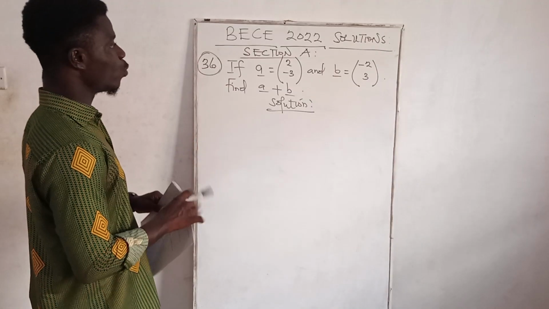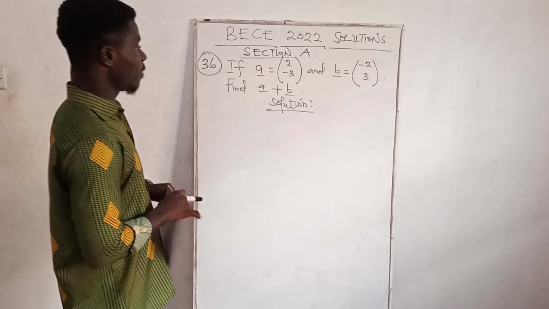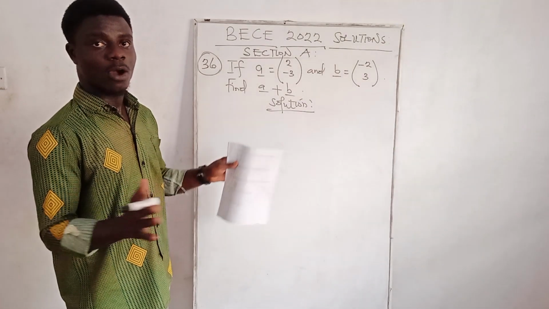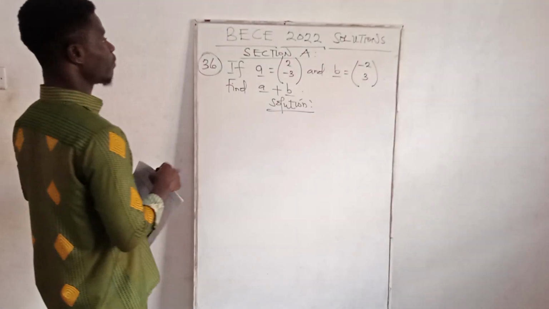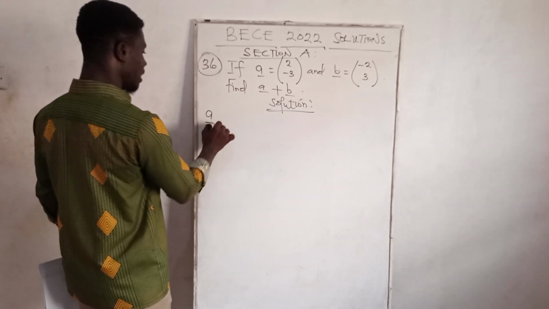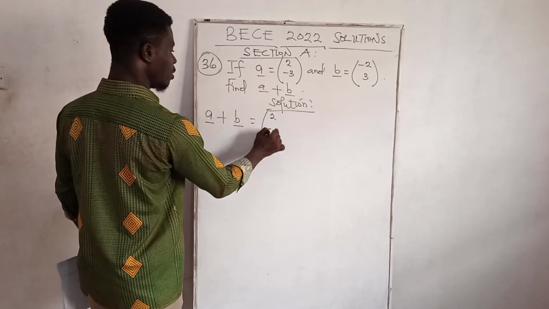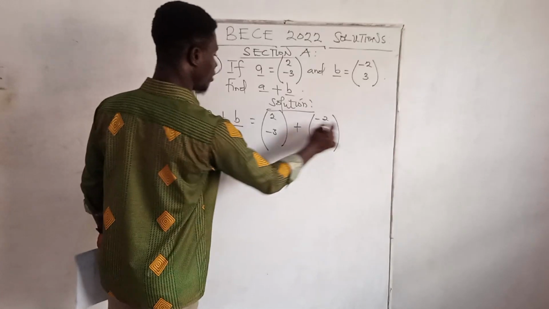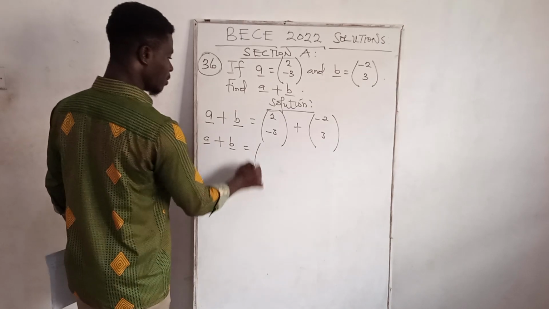If vector A equals (2, -3) and vector B equals (-2, 3), we should find vector A plus vector B. So how can we add two vectors? Vector A plus vector B must be equal to vector A, (2, -3), plus vector B, (-2, 3). So we are adding vector A plus vector B.